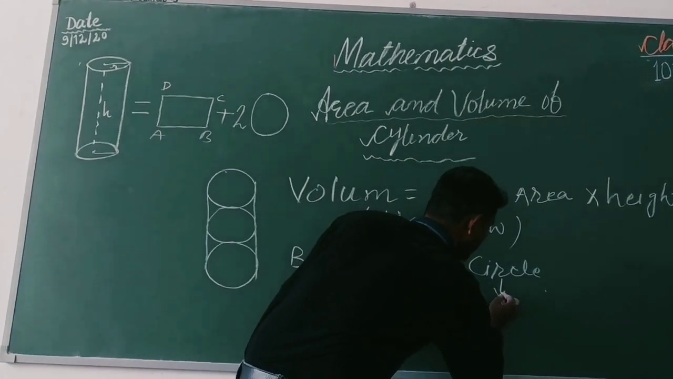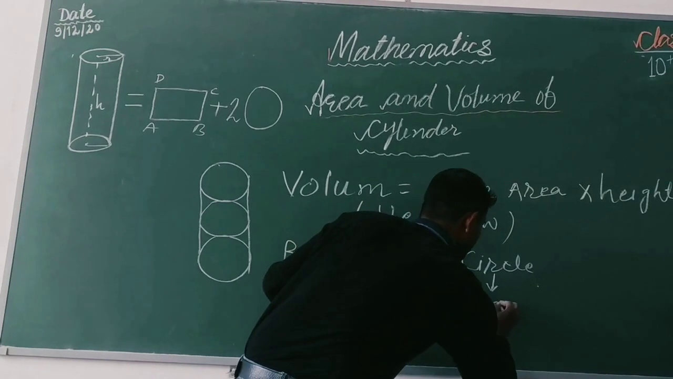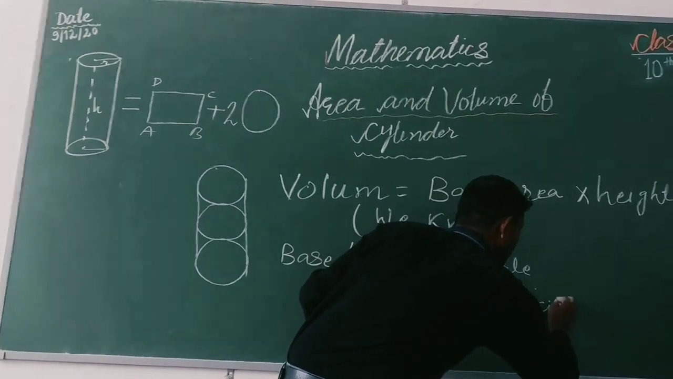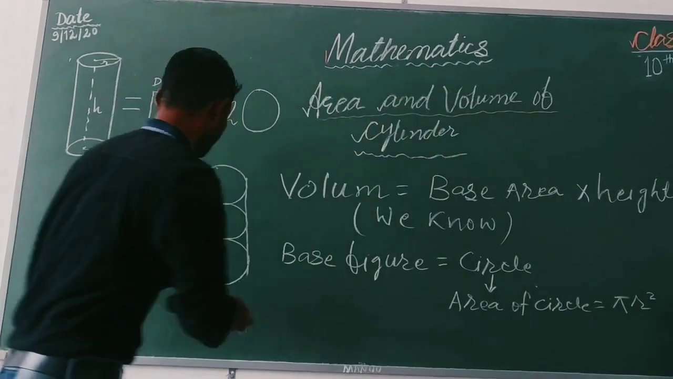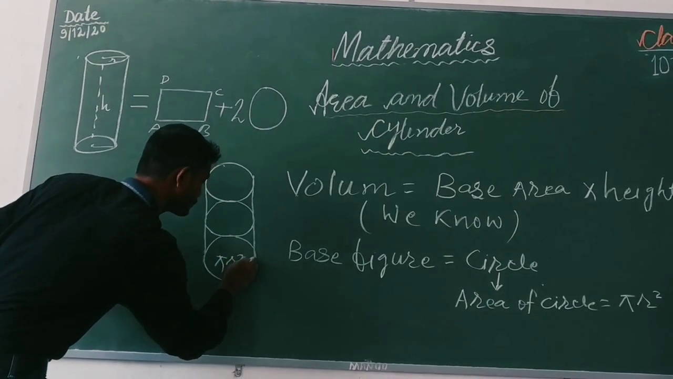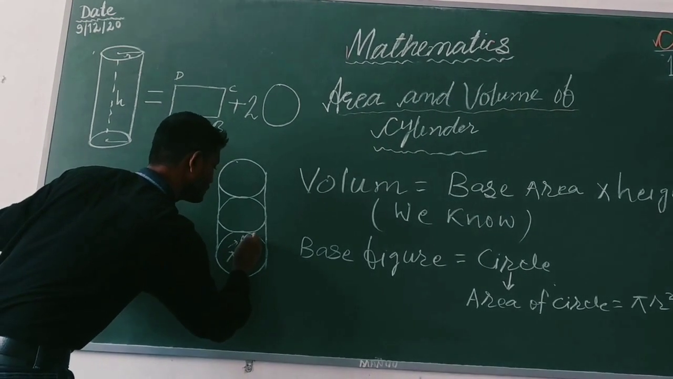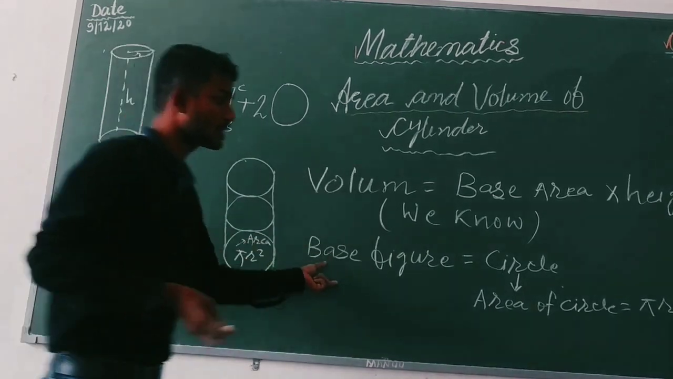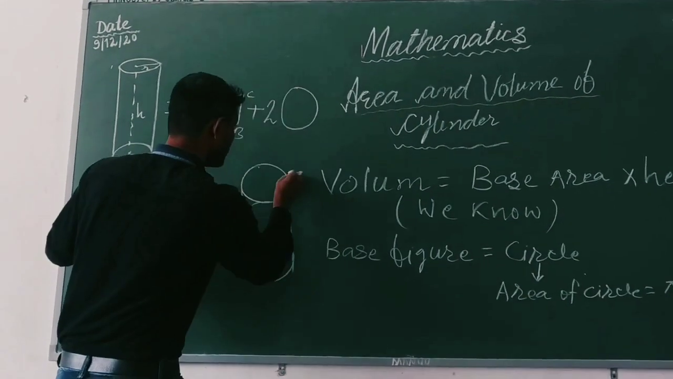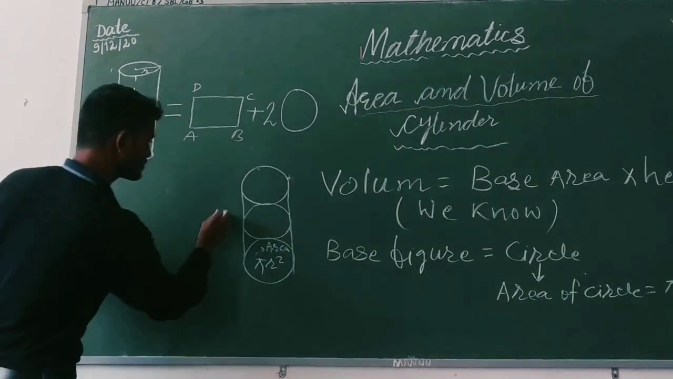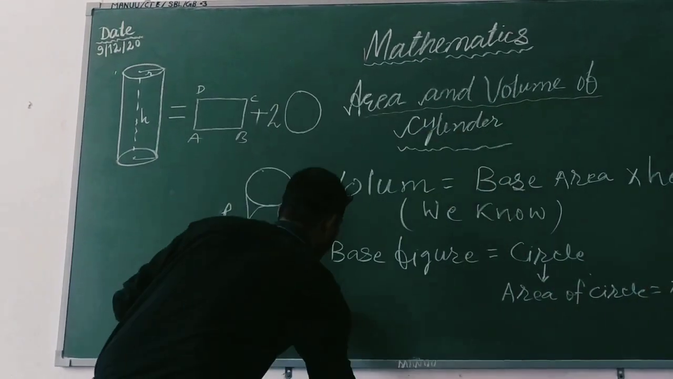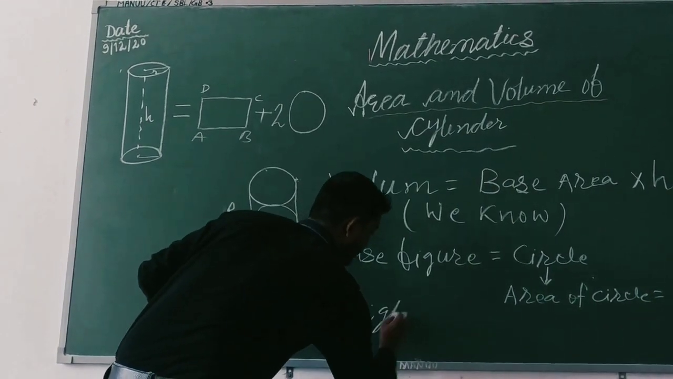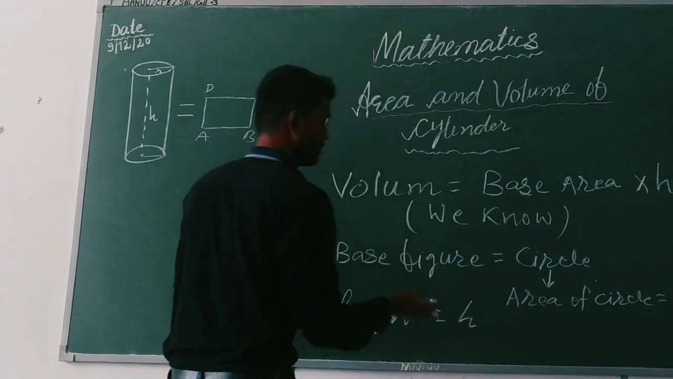Area of a circle is pi r square. Pi r square into the height of this circle. Let h be the height, so the height is h centimeter.